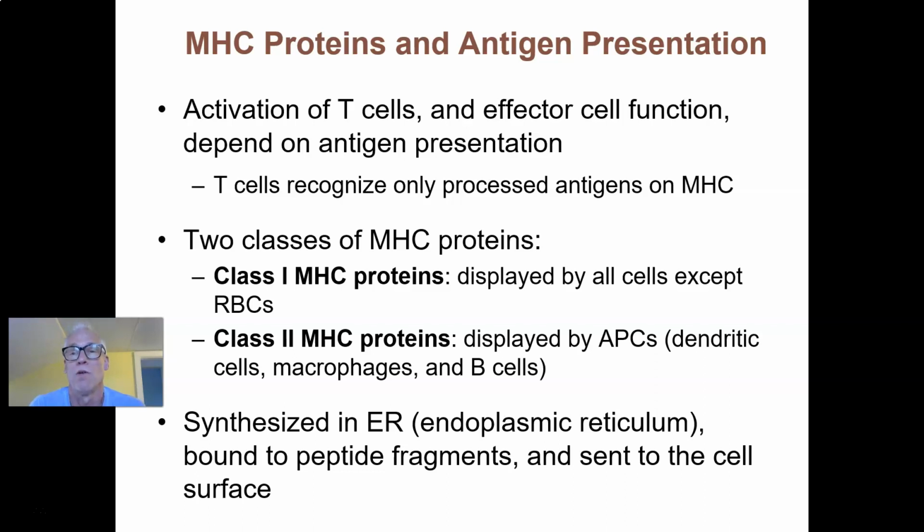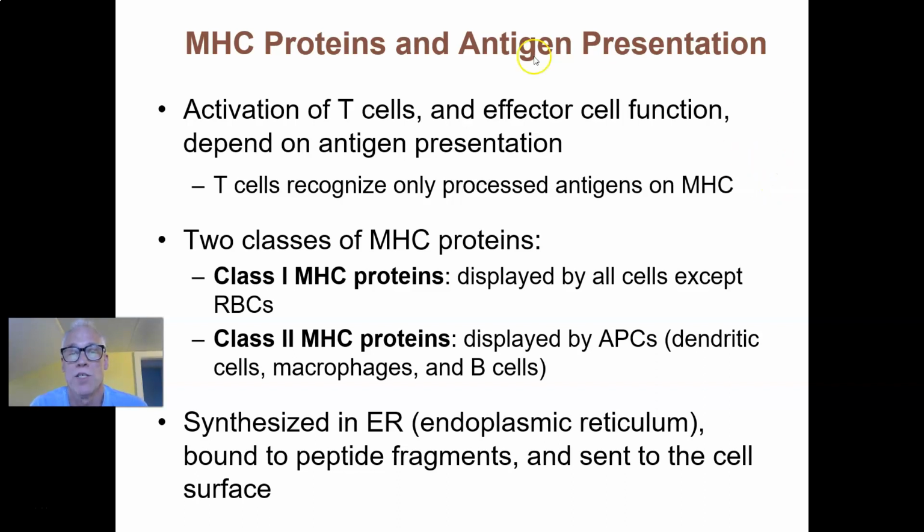Class 1 MHC proteins are found on all the cells in your body, except red blood cells. And class 2 MHCs are displayed on what are called professional antigen presenting cells, right? Because the cells in your body that express class 1 MHC are going to present antigens on there, but the professional antigen presenting cells, the dendritic cells, macrophages, and B cells, produce MHC class 2. That's their calling card for being part of the immune system exclusively.